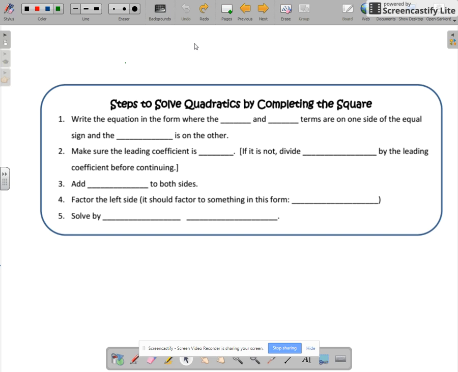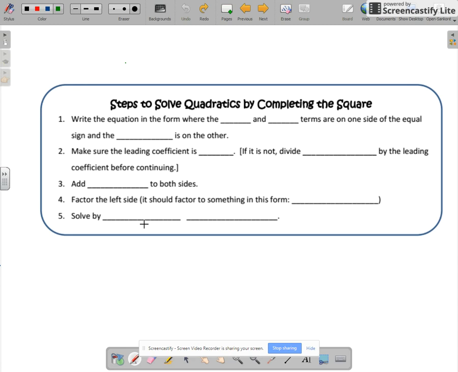Part 3 of the completing the square notes is going to cover our steps for solving on the back of our note guide and the first 2 examples. Okay? So let's start with our steps.